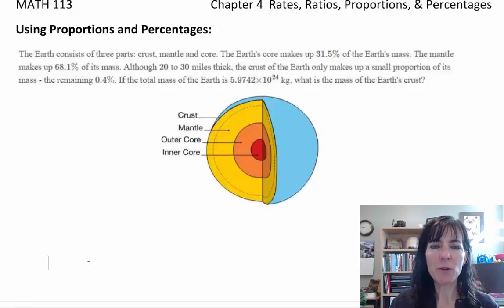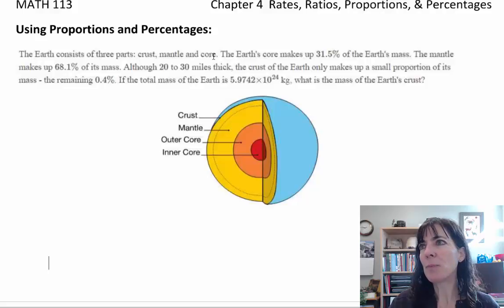We have a few applications that I would like you to see about using proportions and percentages. For example, we have this view of the Earth and the inside of the Earth. If you didn't know, there's the crust, the mantle, the outer core, and the inner core. And we know essentially how thick each of those parts are and what percent of the Earth they make up.